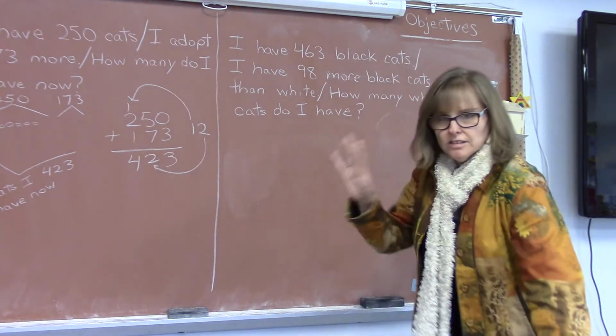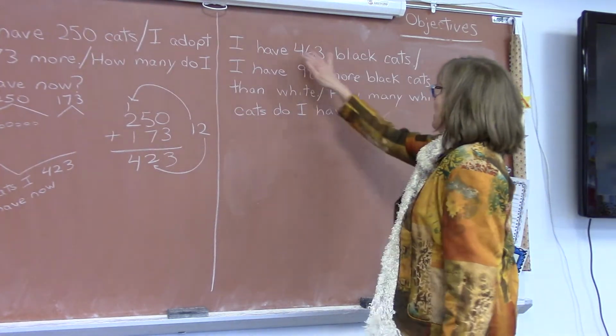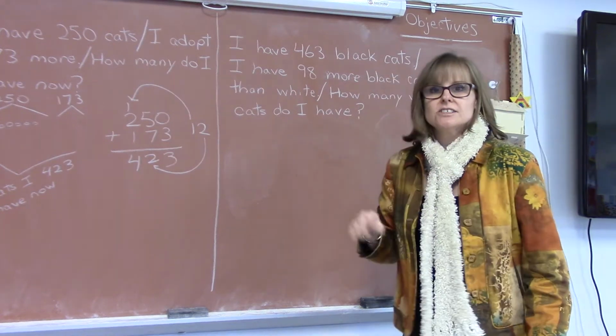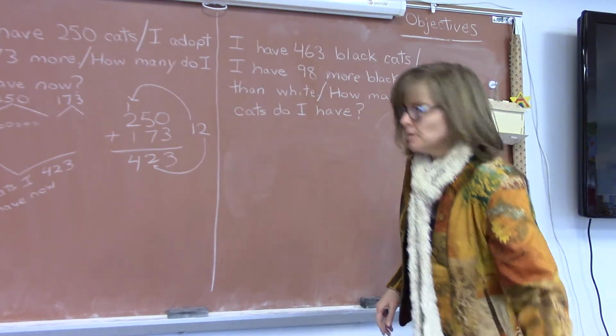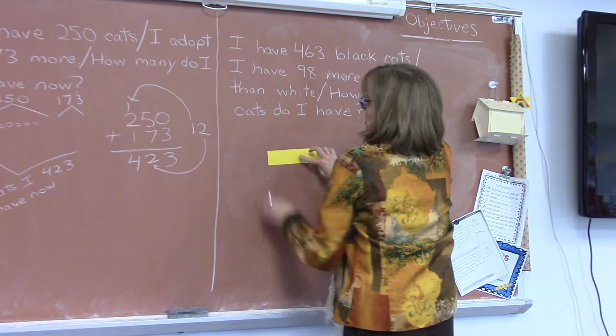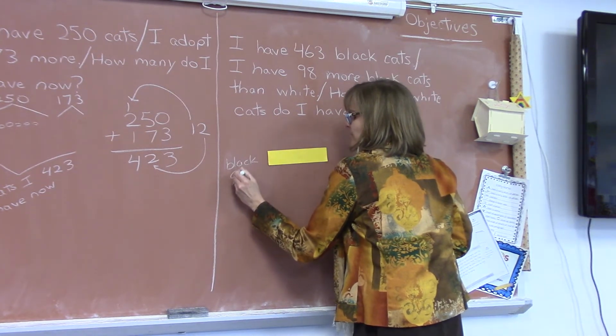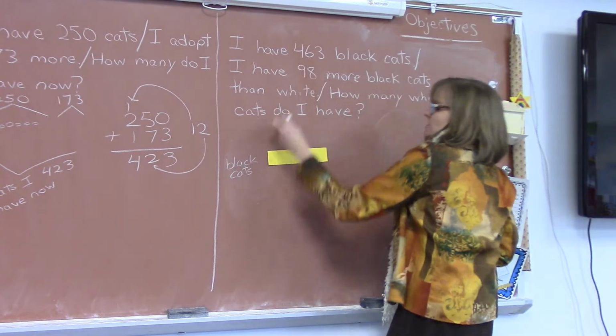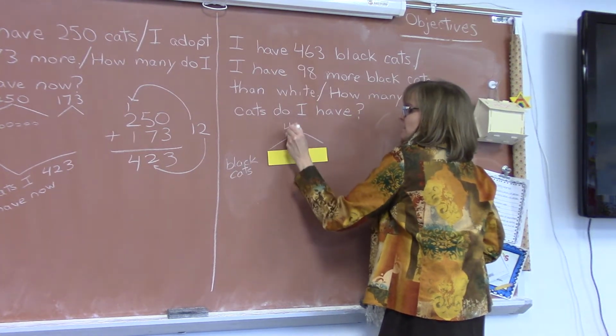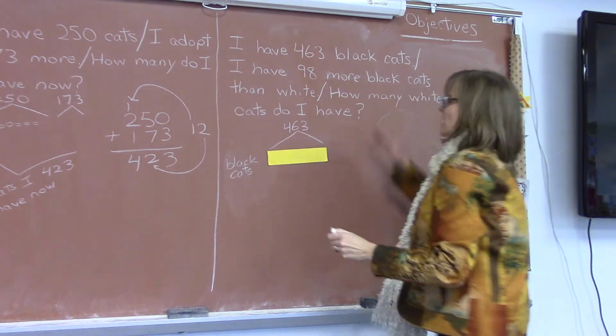First thing I do, look at the very first piece of information. I have 463 black cats. I'm going to draw a bar model to show my black cats. There's my bar model. That shows me black cats. And the number it shows is 463.